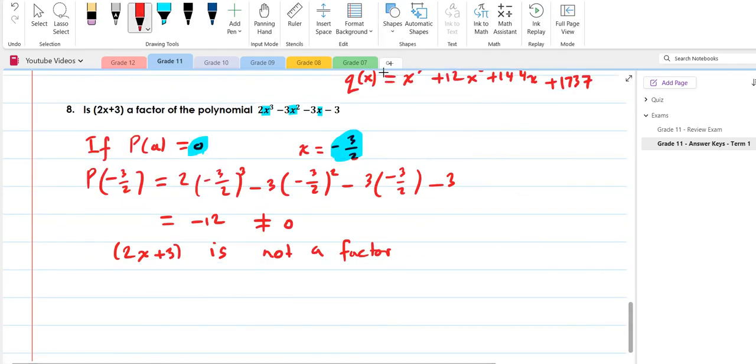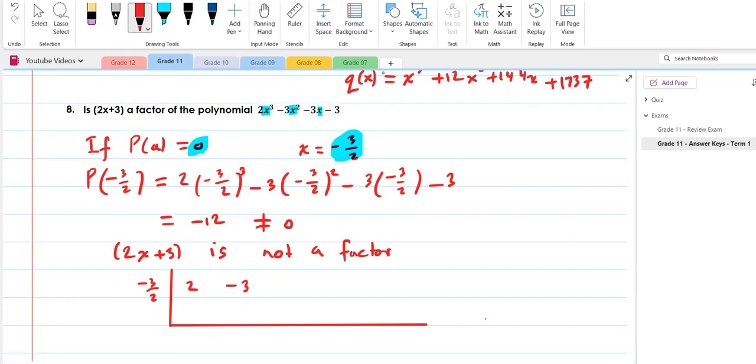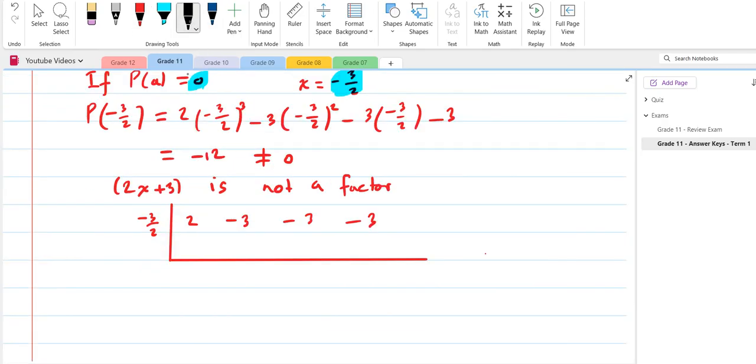Remember, whenever we have a single factor, we can always apply the synthetic division rule. So what we're going to put on the outside is negative 3 over 2. And let's put this polynomial in order. We got 2, negative 3, negative 3, and negative 3. Perfect. Let's bring the 2 down. Now 2 times minus 3 over 2, if you apply this with a calculator, you should get minus 3. Add up both, you get negative 6. Remember, you're multiplying and then adding vertically. So minus 3 over 2 times 2 is negative 3. Add both, you get negative 6.